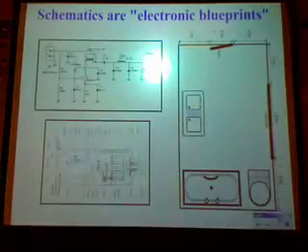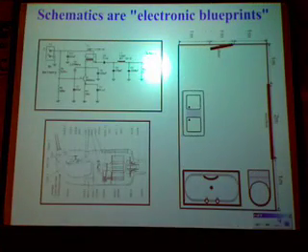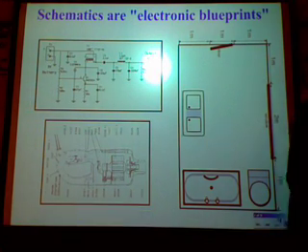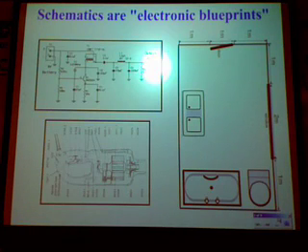So your definition will go something like this. A schematic is a technical drawing which describes the parts and how they are connected. A schematic is a technical drawing that shows the parts and how they are connected.